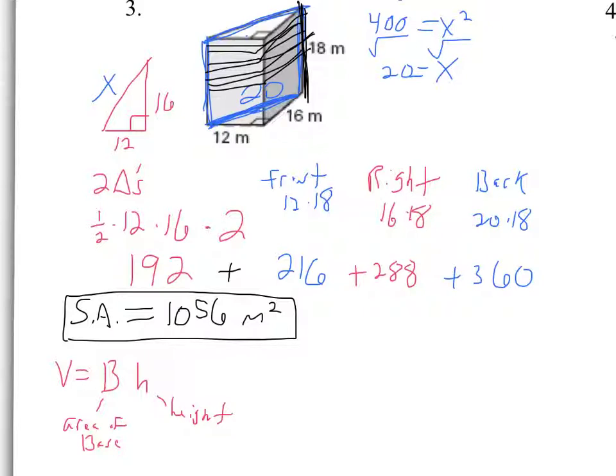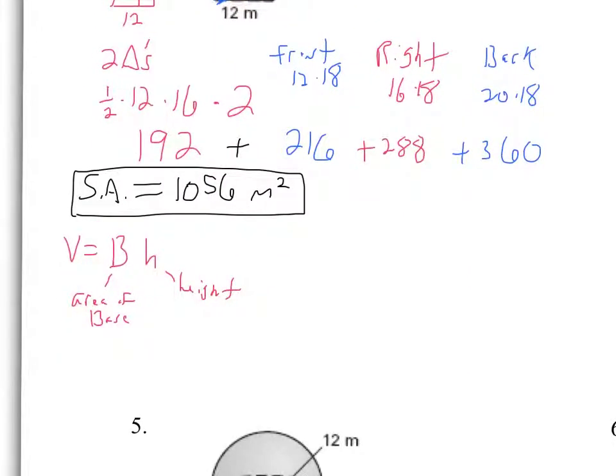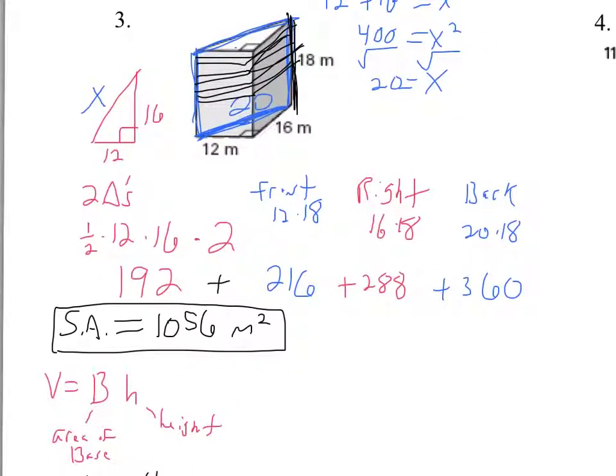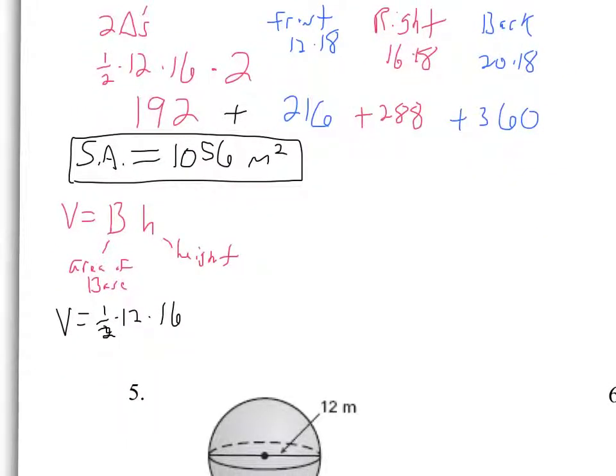Well, actually, I already know the area of the triangle, or I already set that up. 1/2 12 times 16. So let's see here. Volume is going to equal 1/2 12 times 16. Now, I'm not timesing that by 2 because even though there are two triangles, we're just timesing it by the one base. And then that is going to be timesed by 18.